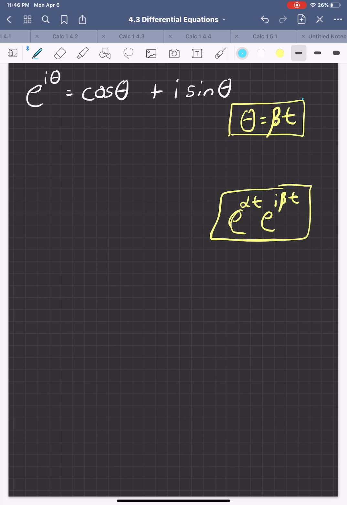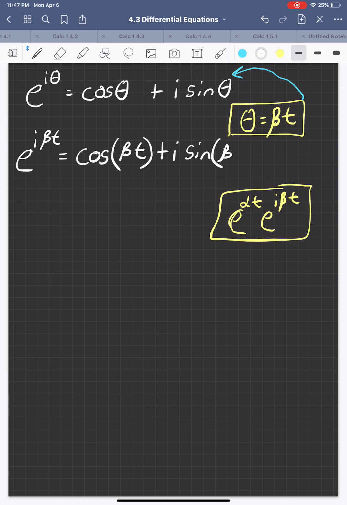So, we start with the fact that we had defined theta to be equal to beta t. Let's plug that back in. So this would be e to the power of i beta t is going to be equal to cosine of beta t plus i sine of beta t.